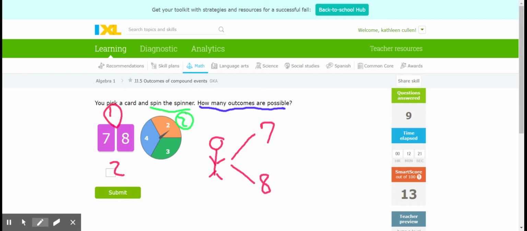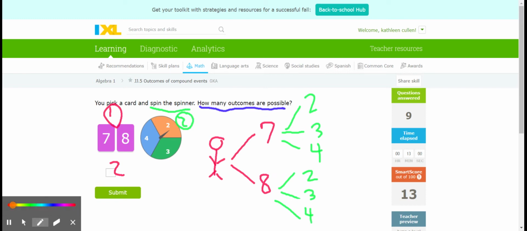So let's say first you picked a 7. Then you can either spin a 2, a 3, or a 4. But there's also the chance that in that first event you picked 8, right? So if you picked 8, then you still have the same chance of spinning a 2, a 3, or a 4. So that's what I mean by a compound event. You have to involve both of these simpler events of picking a card and spinning the spinner. So once we've gotten through all of the simpler events, we can figure out how many different outcomes are possible, or how many different combinations of these are possible.